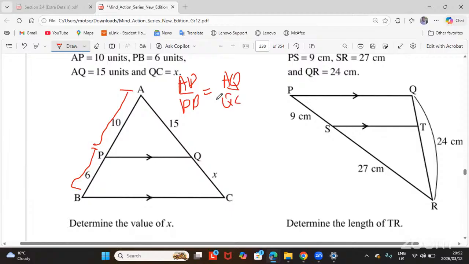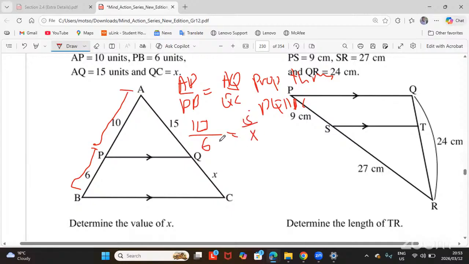Why do I say these ratios are equal? Because the proportionality theorem is applicable. Why do I say the proportionality theorem is applicable? Because PQ is parallel to BC. Perfect. Now you substitute into the formula so that you solve for the value of X. What is AP? AP is 10, right? What is PB? It's 6. What is AQ? It's 15. What is QC? It's X.